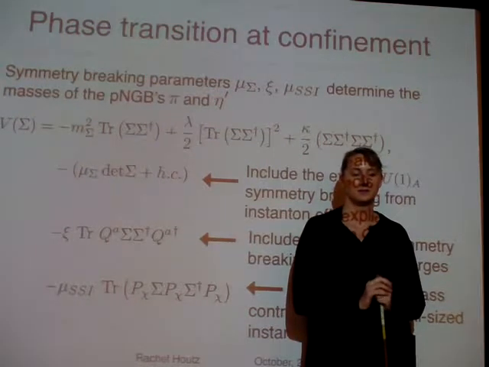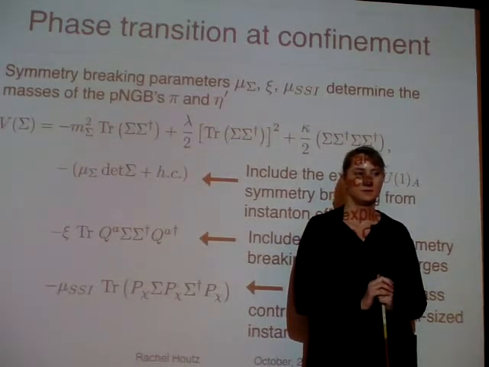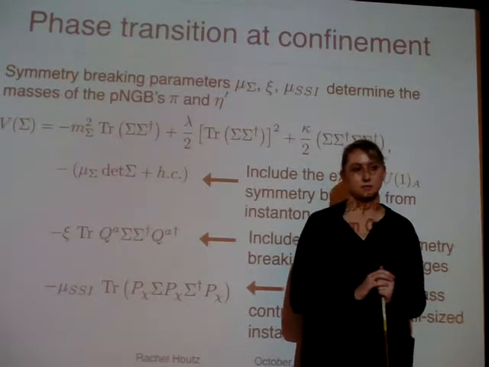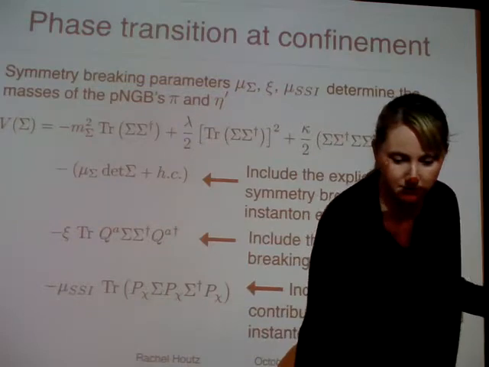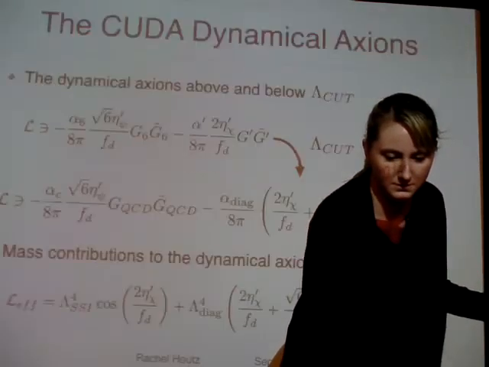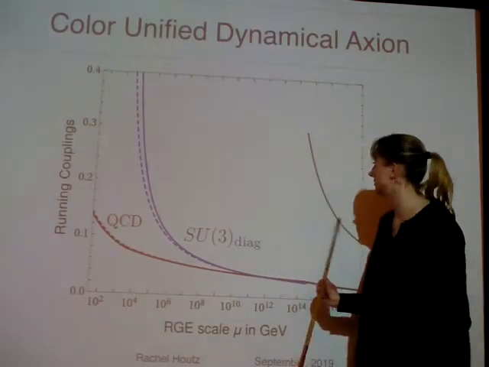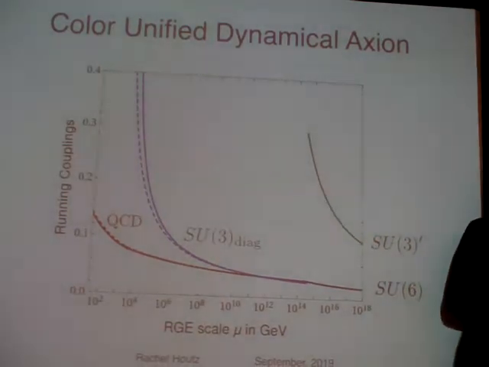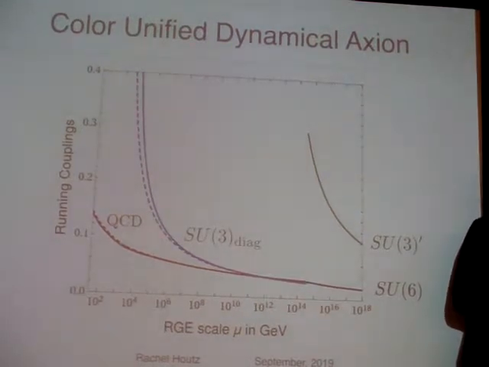Wait, what are small size instantons when g_QCD equals zero? They're instantons associated with an exotic gauge group. So they're the instantons from this gauge group. But so chi is the only one that's charged under that thing?